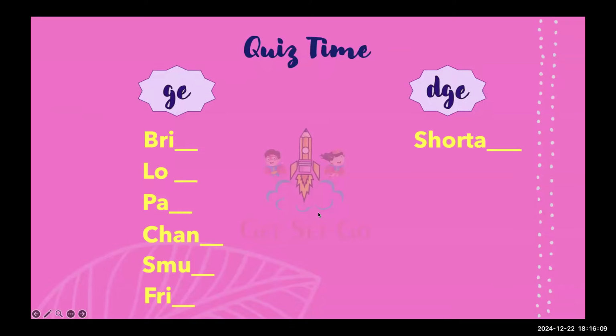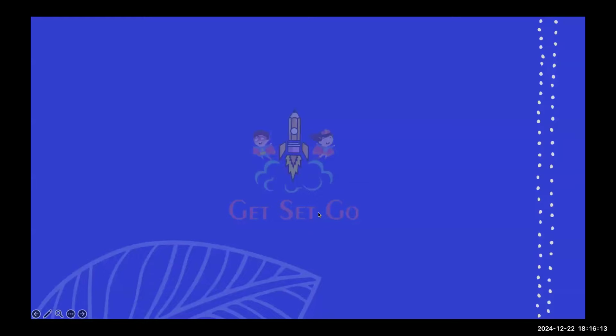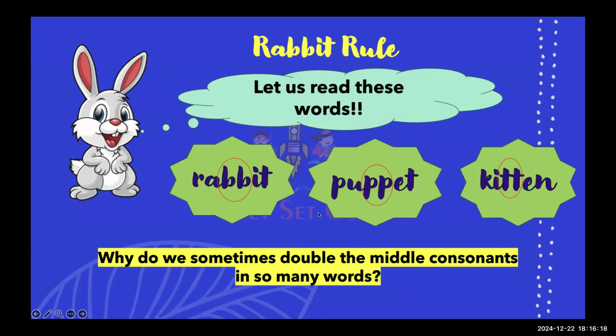Then you have the quiz time for this. And the rabbit rule. Let us read. So rabbit, very well explained.